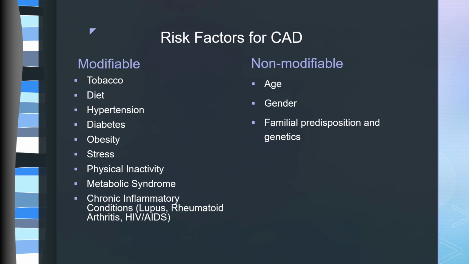And then we have a list of modifiable risk factors, so those that a person may have control over by changing their lifestyle or a personal habit or by using medication. So things like tobacco, diet, hypertension, diabetes, obesity, stress, physical inactivity, metabolic syndrome, or chronic inflammatory conditions. When these are well controlled, that risk of developing coronary artery disease goes down.